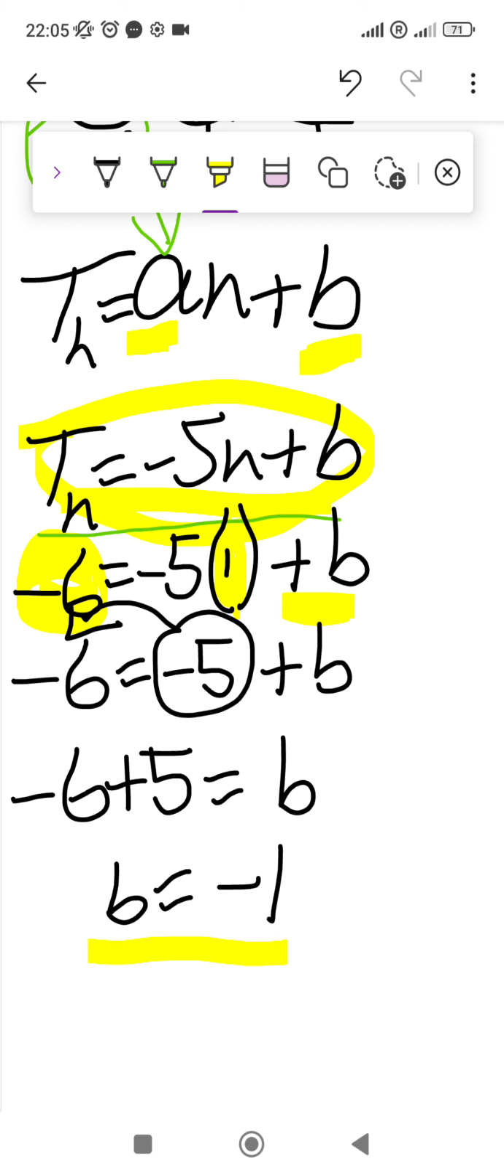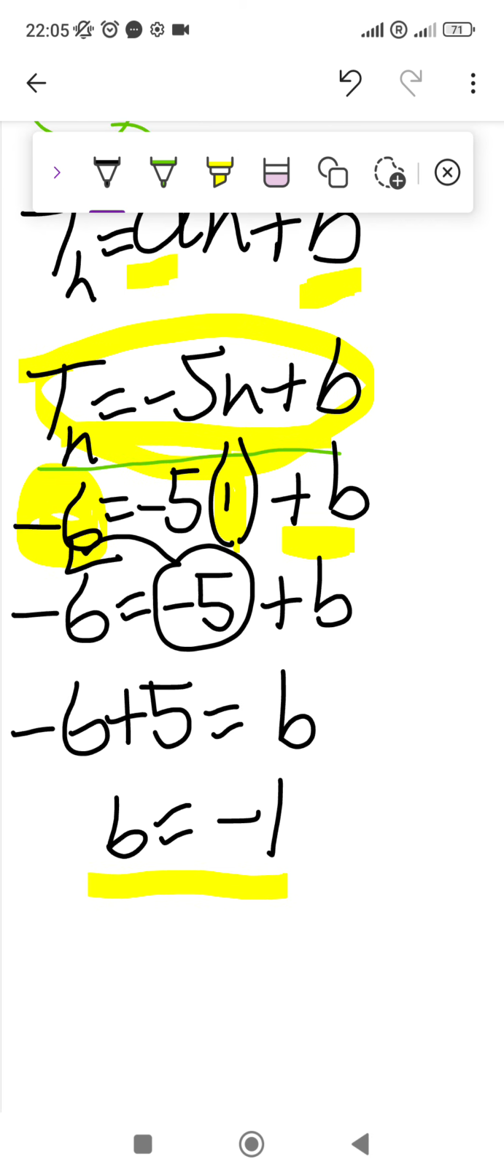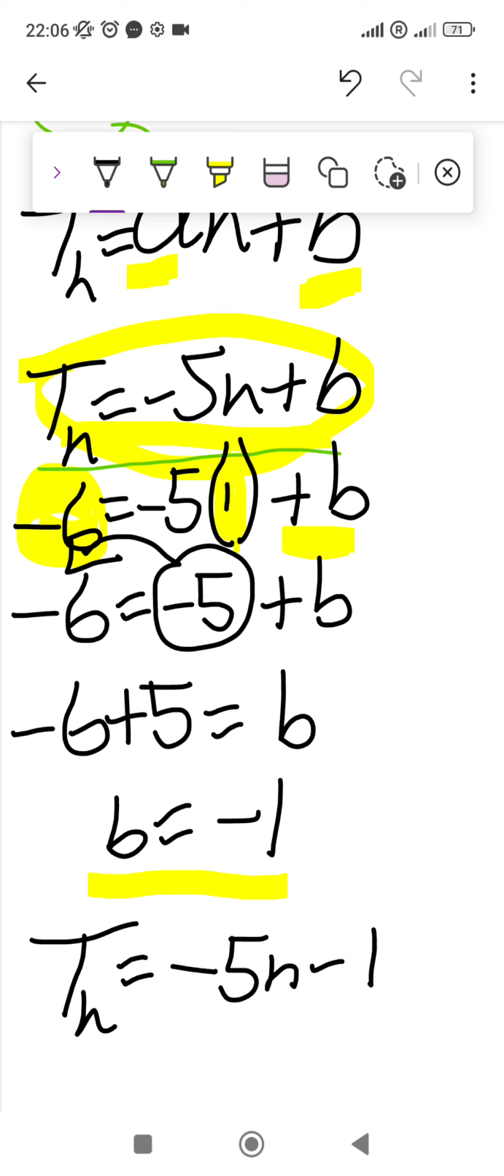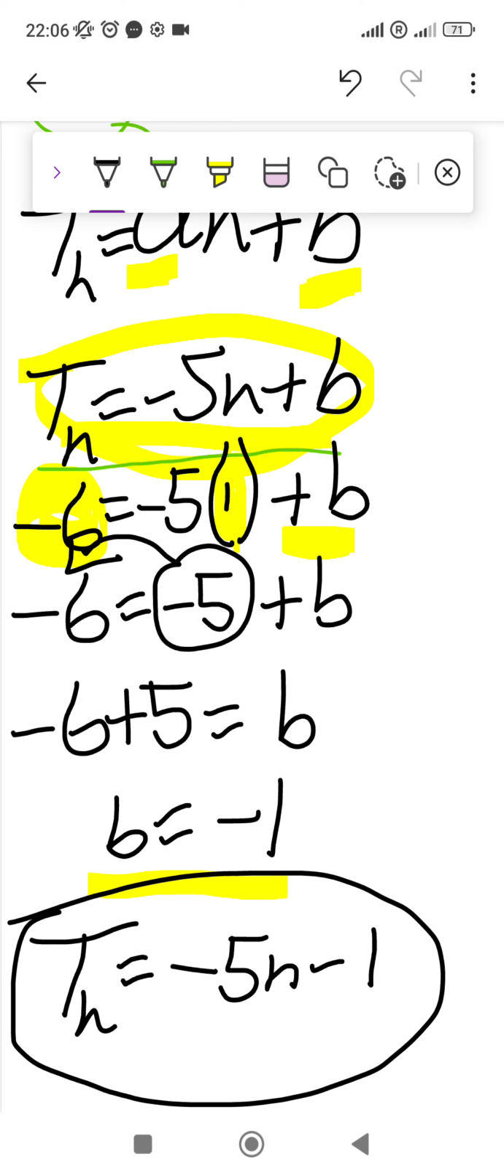So let's put our minus 1 back into our equation. So then tn, a variable, equals minus 5, which is the constant difference a, times n, the other variable, plus the b, which was minus 1. So this thing that we found over here is the general equation, or the nth term, for our number pattern above.